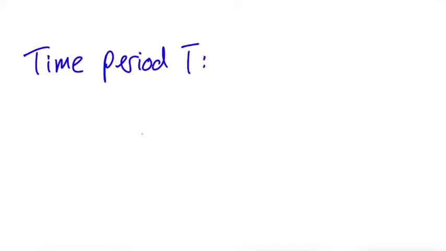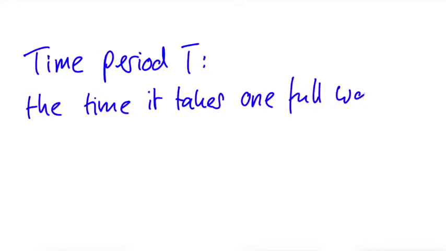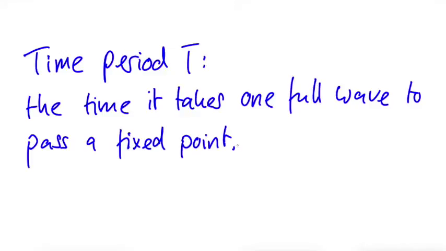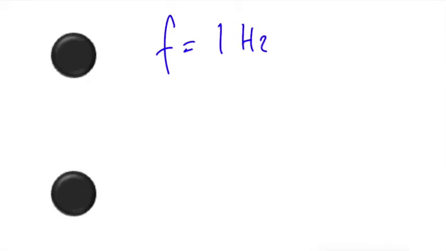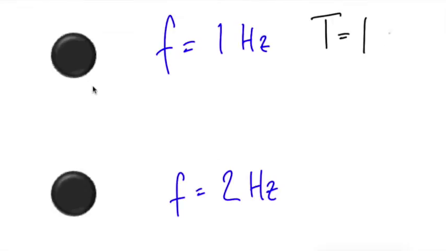In the last video, you learned about the time period. Let's look at how it is related to frequency. Let's go back to the buttons. The top button blinks once per second. From one blinking to the next, it takes 1 second. So its time period is 1 second.